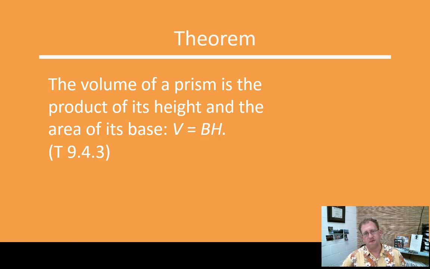What happens if the prism is not a rectangle or a cube? What happens if the prism has a weird polygon shape on the bottom? Well, you just need to get the area of that polygon and then multiply it by its height. Area of the base times its height. So the volume of a prism is the product of its height and the area of its base. We'll do some examples with that.